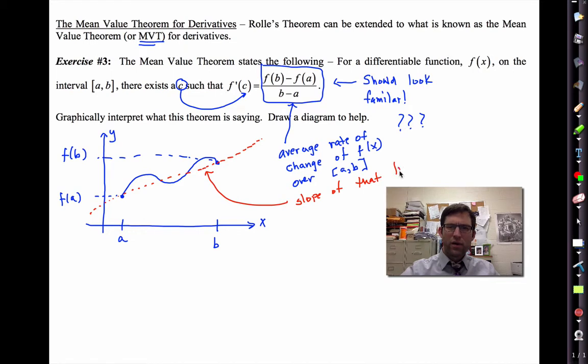All right, so we know what that is. That's the slope of that line. I'm going to actually now do it in red. Right, so what does this theorem say? It says that there's got to be an x value somewhere between a and b where the tangent slope, because that's what this is, it's the tangent slope, equals the slope of the red line.